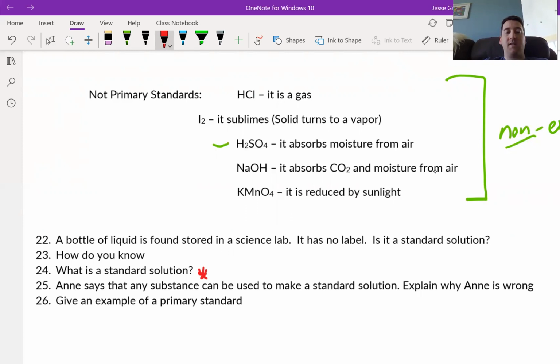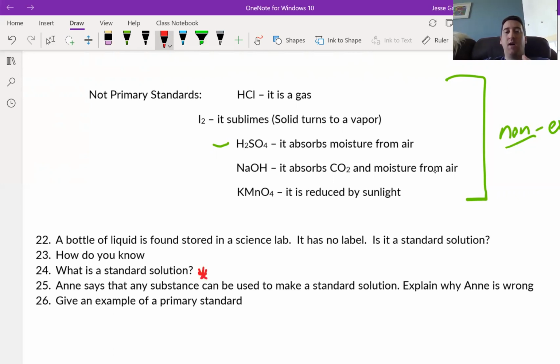Anne says that any substance can be used to make a standard solution. Explain why Anne is wrong. Okay, so hopefully here you said something about how not all substances are pure, stable, and soluble. That would be a good start, but I would say you can improve your answer by giving examples. So examples that you know about, show off here.